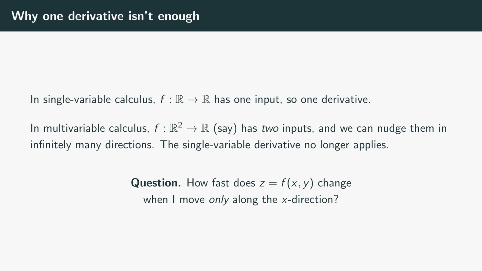The partial derivative is the first, simplest response to this problem. It refuses to deal with all possible directions at once, and instead asks a much narrower question: if I shove the x-coordinate of my input and refuse to touch anything else, how fast does the function respond? And honestly, that's it. Everything else in this video is bookkeeping on top of that one move.